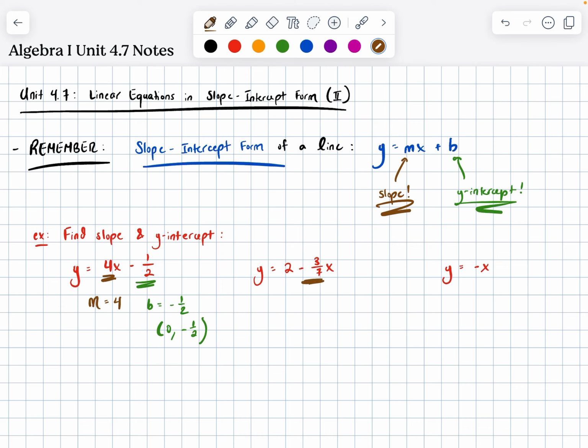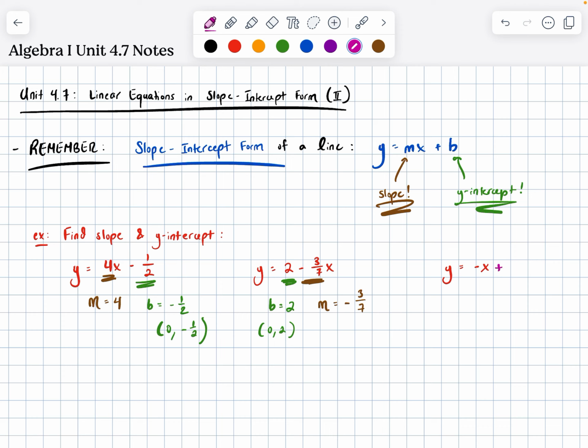Same thing over here. Even though the order of my terms is switched, the thing attached to the x, the negative 3/7 here, is going to be our slope. So slope is equal to negative 3/7. And then the number on the other side, that's going to be my value of b. So my y-intercept is 2. That tells me that the point 0, 2, if I want to express it as an ordered pair, is on my graph.